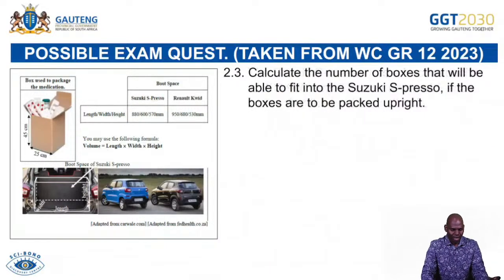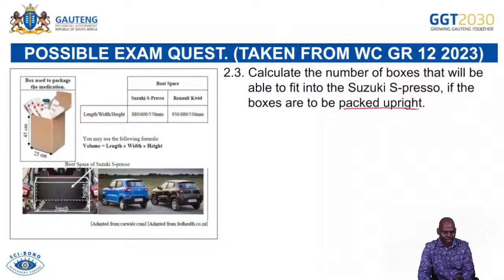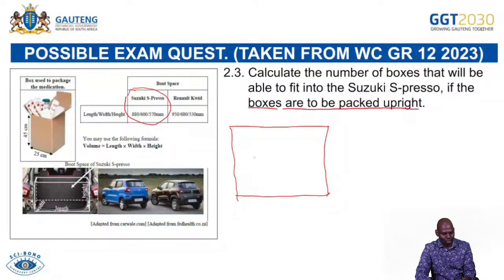Right. Then number 2.3, it says, calculate the number of boxes that will be able to fit into a Suzuki Espresso if the boxes are to be packed upright. Now if we look at the Suzuki Espresso, it is this one. Let me draw. I hope I'll be able to draw. I'm not good at drawing. So I'll indicate.